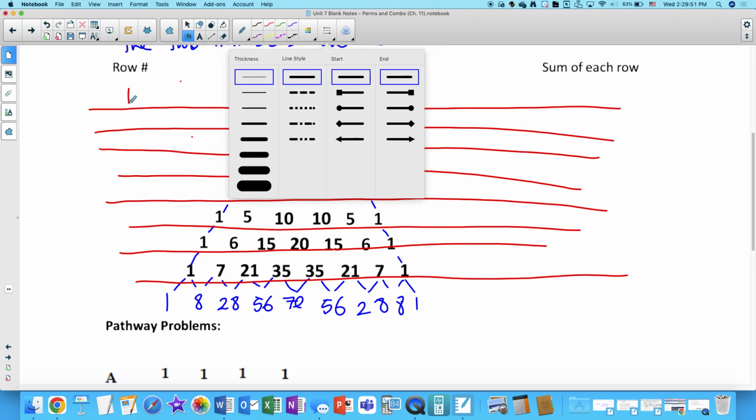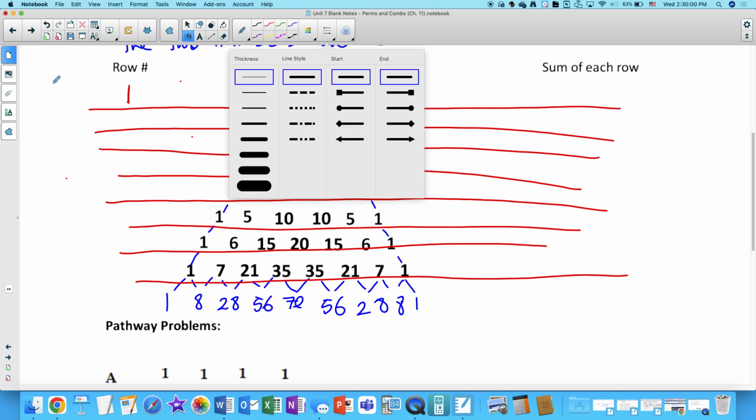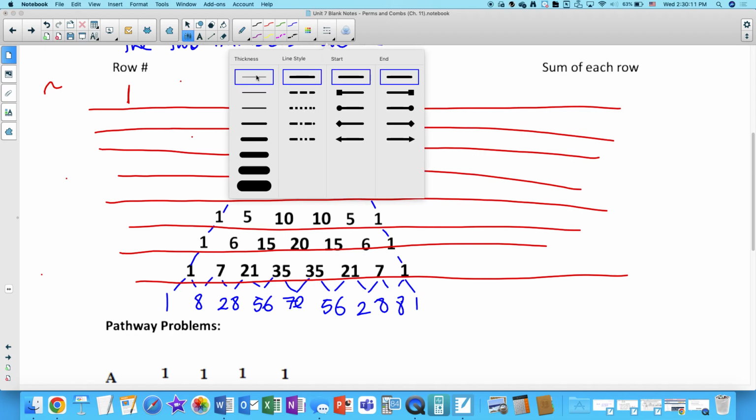Oh, whoops, I wanted to do that. Oh, it's not letting me pick blue. Let's see. Nope. I can't do blue anymore for whatever reason. Let's see if I can do it this way. Nope. I guess we're going to be red from now on for the rest of class. Okay. Why does the smart board do weird things to me?